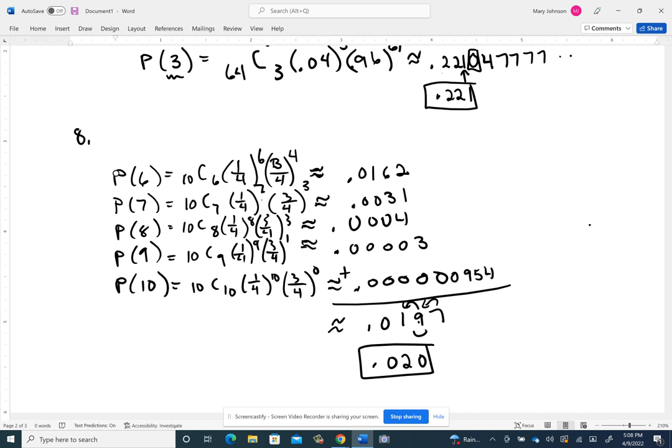Okay. And problem number 8 was the last one that dealt with the binomial probability formula. So I'm going to stop sharing on that and get this one posted.